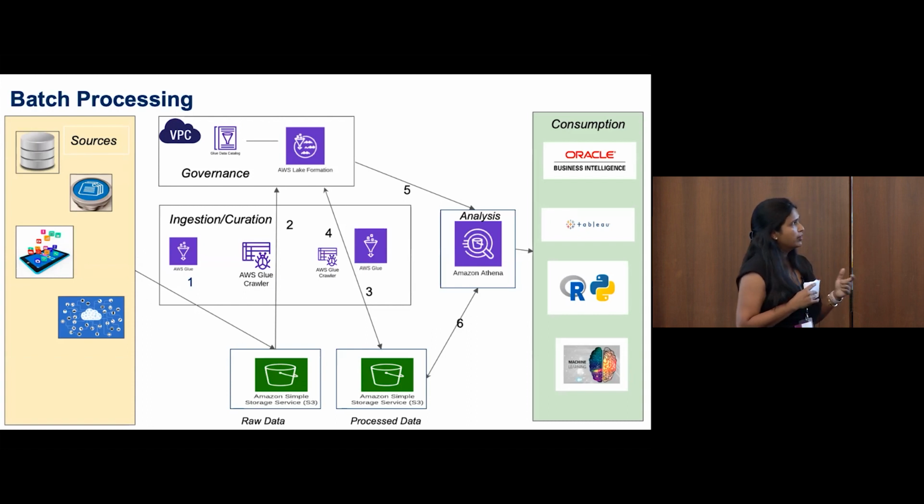Steps 4 and 5 are similar steps for curated objects, while steps 5 and 6 talk about querying the data from S3 buckets using Athena, which leverages the Glue Data Catalog to read the metadata. And again, there's a data consumption layer here. So how is it different from a data warehouse?